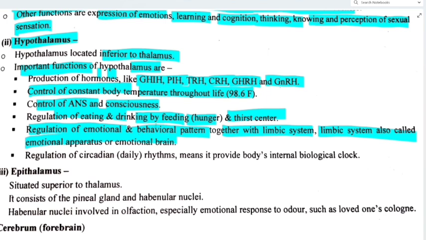Then regulation of circadian rhythm. What is circadian rhythm? That is our sleep cycle, right? Means it provides body's internal biological clock. Clear?